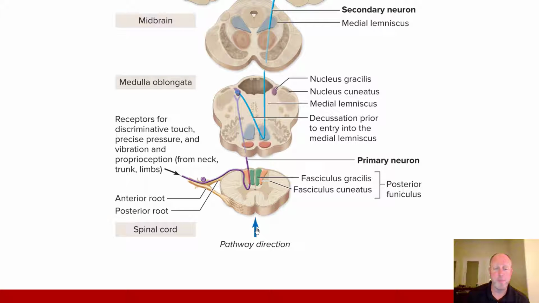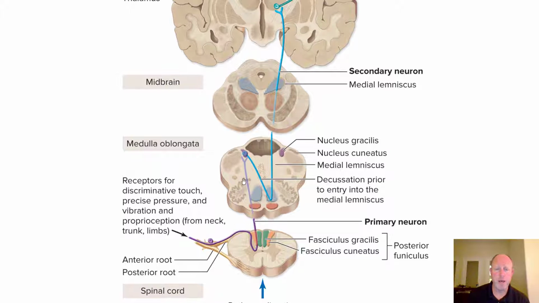So the pathway direction here, the information coming, the anterior root and the posterior root here. Here we have the fasciculus gracilis, fasciculus cuneatus for the posterior funiculus, and the receptors for discriminative touch, precise pressure and vibration, and proprioception for the neck, the trunk, the limbs, coming here to that posterior root. Then that information is going to travel up toward the medulla oblongata.